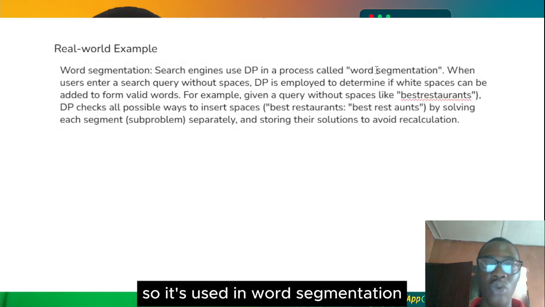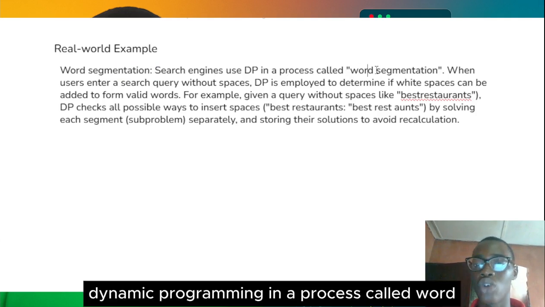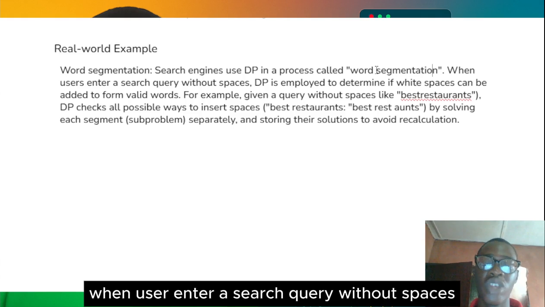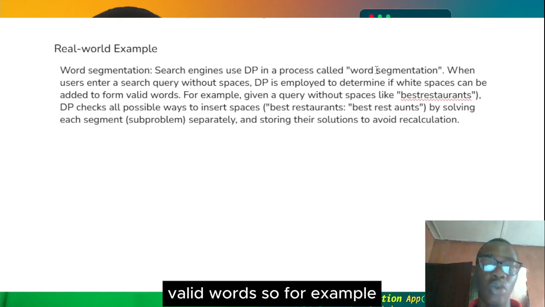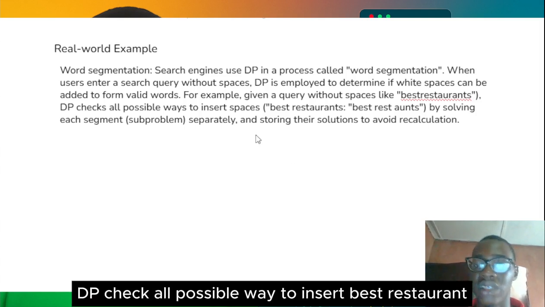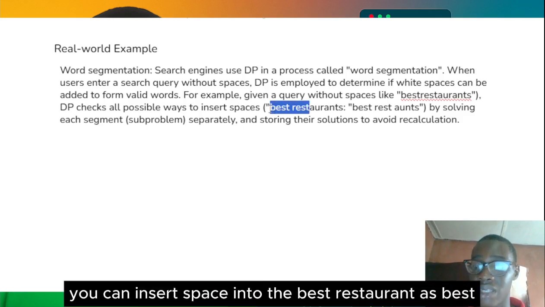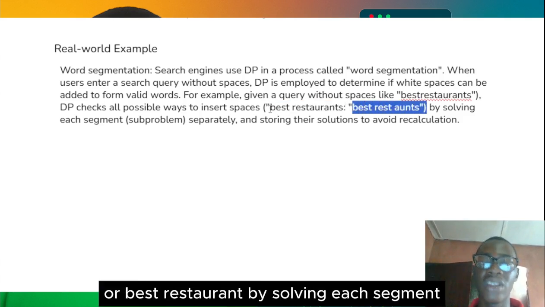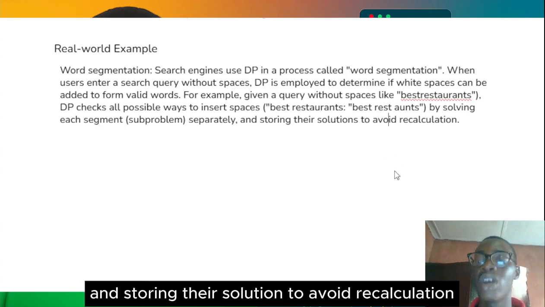It's used in word segmentation, whereby search engines use dynamic programming in a process called word segmentation. So when a user enters a search query without spaces, DP is employed to determine if white spaces can be added to form valid words. So for example, given a query without space like bestrestaurant, DP checks all possible ways to insert spaces. So it can insert a space into bestrestaurant as best and then restaurant, or best rest and, by solving each segment of the problem separately and storing their solution to avoid recalculation.